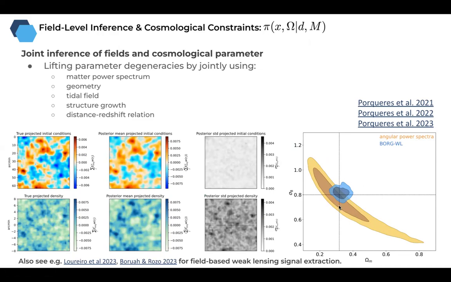In blue contours, you see the field-level inference constraint, whereas in the orange contours, you see the typical two-point statistics analysis of the angular power spectrum for a similar analysis. These tests indicate that we roughly get a factor of 3 to 5 improvement in cosmological parameter inferences when using the entirety of the three-dimensional field instead of summary statistics.